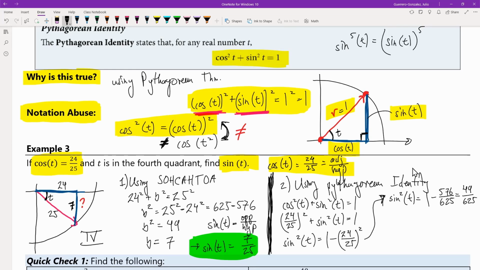Okay, let me write this really quick. Sine squared of t is equal to 49 over 625. The way that we get rid of a square is that we square root, right? So square root. If you do the square root of a fraction, the square root goes to the top and the bottom. So sine of t is equal to 7 over 25. We are done.